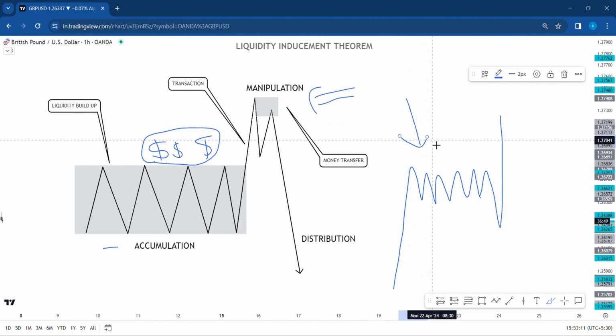This cycle is fractal. The time is fractal and the price is fractal. So that's why we call this the liquidity cycle or AMD cycle. This happens at any time frame. It's the same: they will accumulate first, they will manipulate, and they will distribute.